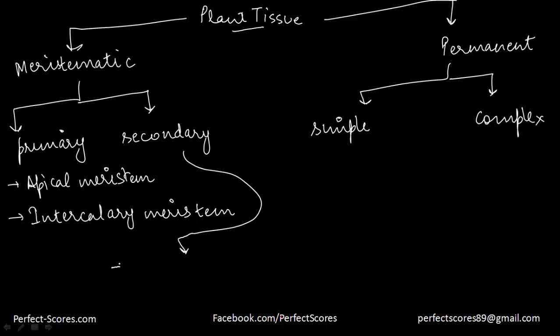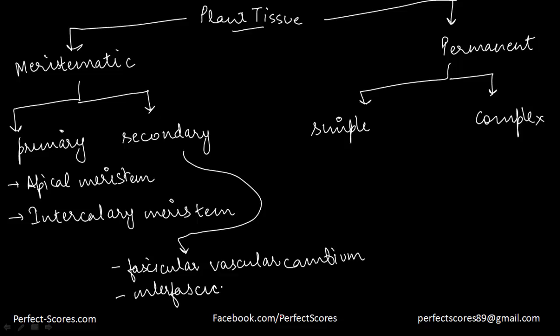You have basically three kinds of secondary tissue. I'll give you three examples of that. One is fascicular vascular cambium. One is interfascicular cambium. And the third one is cork cambium. We'll be doing them in detail later.